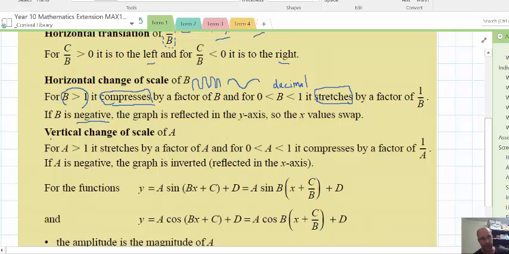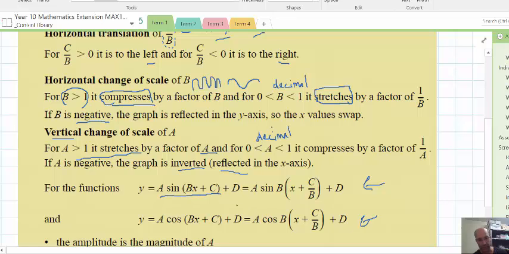And A is related to the amplitude and vertical change of scale, so it stretches it vertically once it's above 1, and if it's a decimal, it compresses it. If it's negative, it reflects or inverts it, flips it over. That's the full version of the formulas.